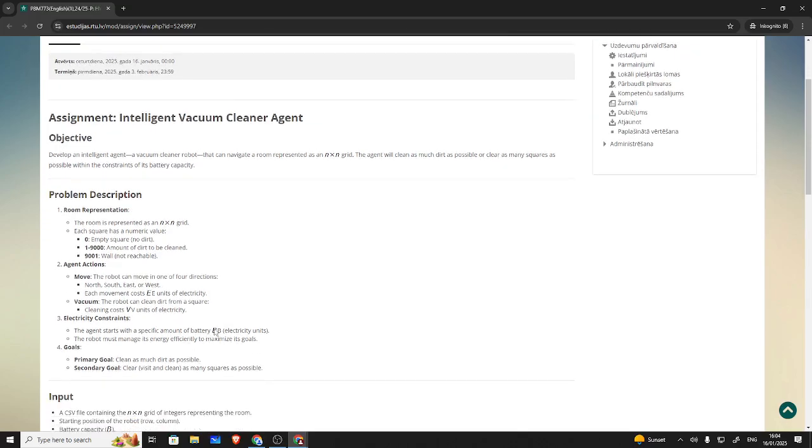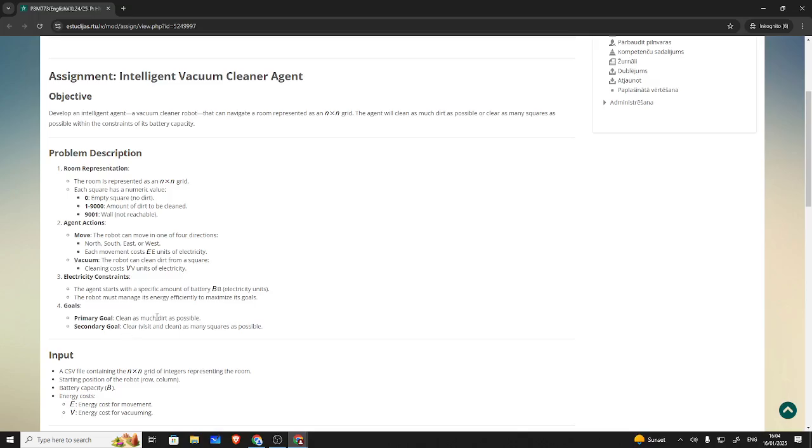So you're going to start with some B units, right? And your goal is to clean as much dirt as possible. There are actually 2 goals, right? Primary goal, clean as much as possible. Secondary goal would be clean as many squares as possible. Again, they might be related goals, but they're not the same, right?